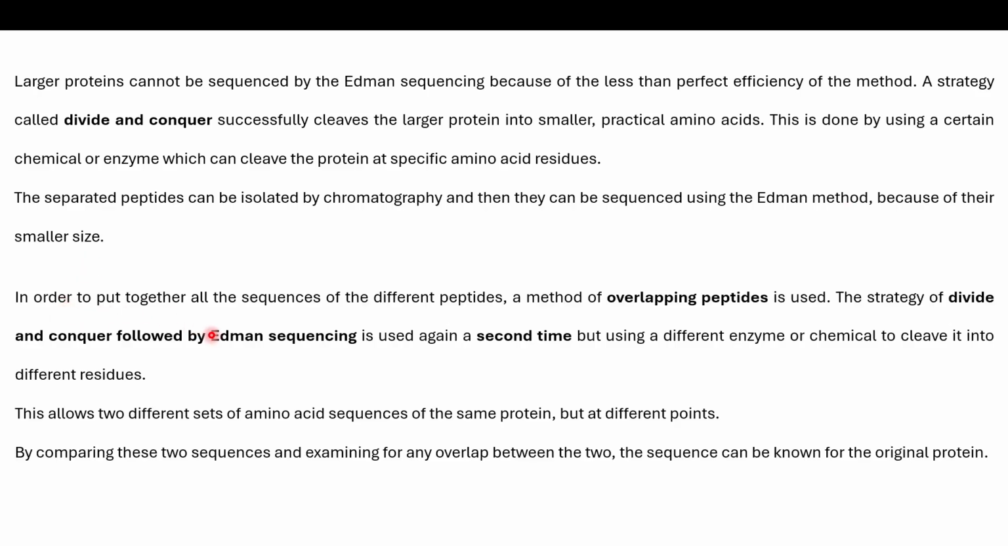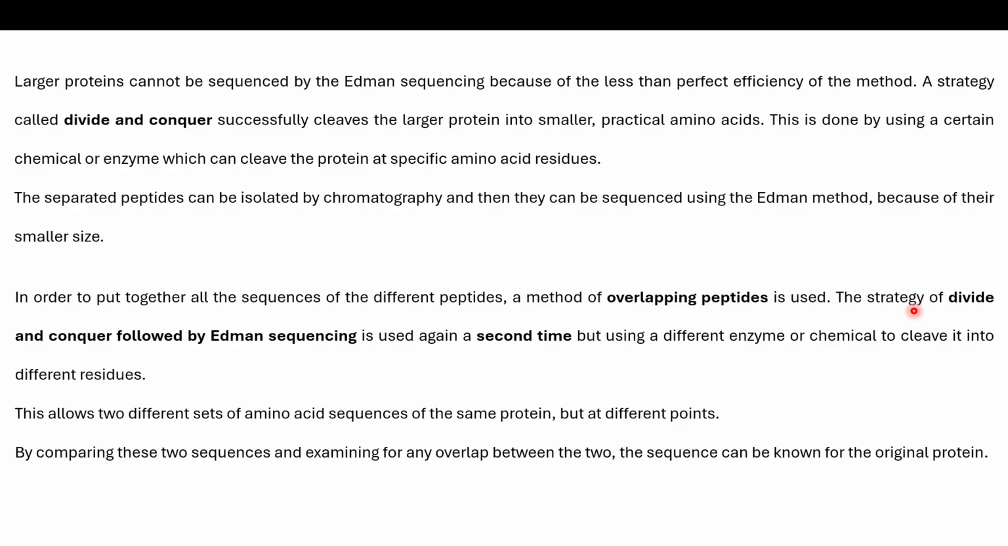Now, in order to put together the sequences of the different peptides, a method of overlapping peptides is used. If you remember the concept from DNA sequencing, that's how, whenever there was overlap in the matches, one annotated the particular nucleotide at that position.